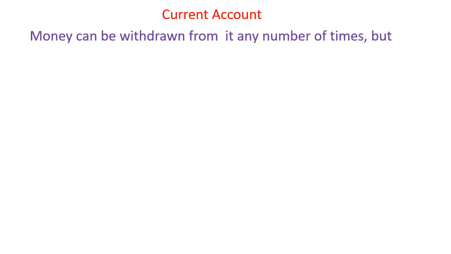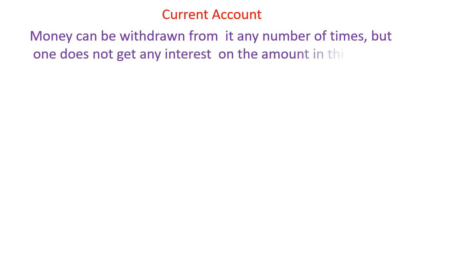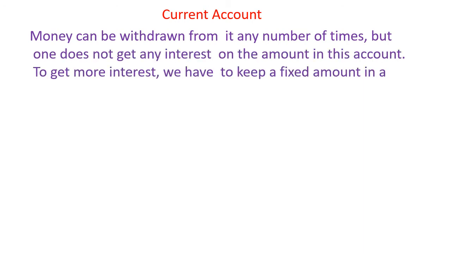Sometimes more than once in a week, many times. So they need an account for business. We call it a current account. The peculiarity is that money can be withdrawn from this any number of times, and it can be deposited any number of times. But the difference is that they don't get interest on that. This line is very important. Does not get any interest.